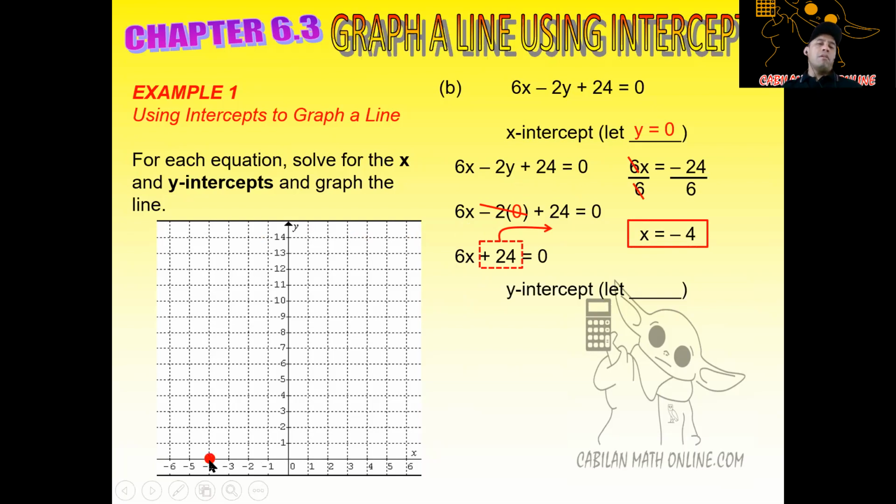All right, now that you've seen a couple of examples, take a moment to pause the video, and I want you now to solve for the y-intercept, exactly the same way that we did in the previous slide.